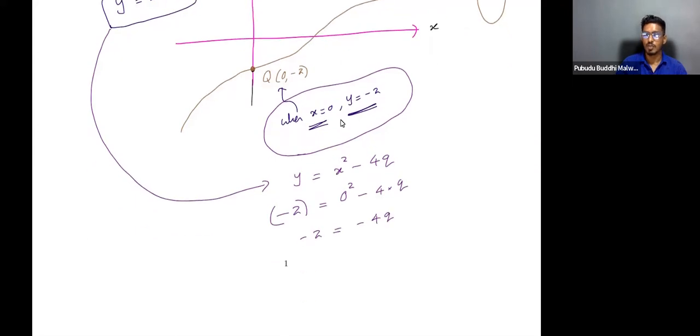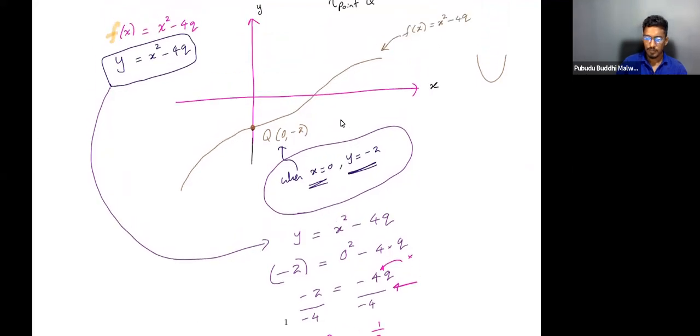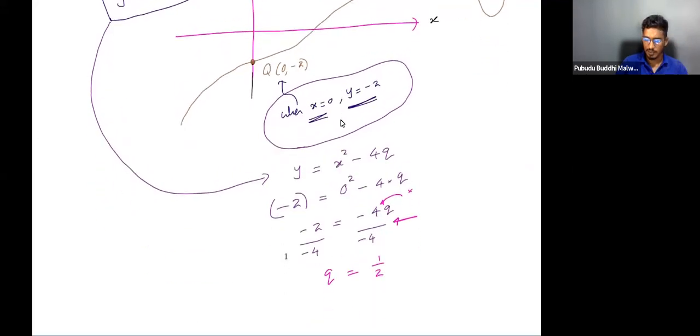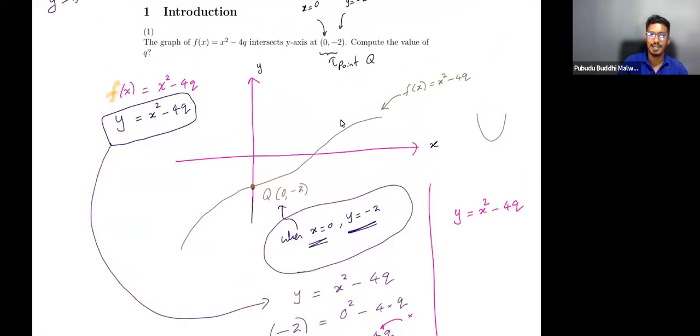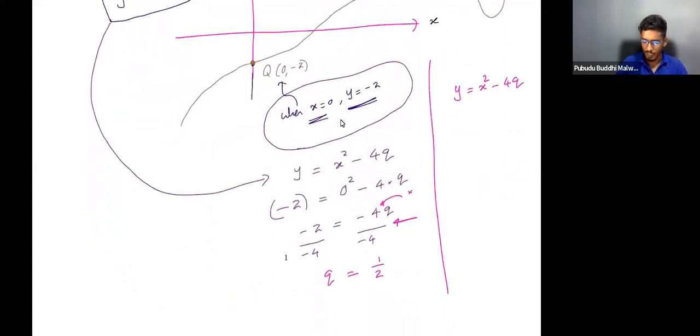Then solve this one for q. Divide both sides by -4, because right now we have multiplication between -4 and q. The opposite operation is division. So q equals a half. Therefore, now I can write the exact function by replacing q by a half. Basically they asked about q, so we found that, and this is more than enough.